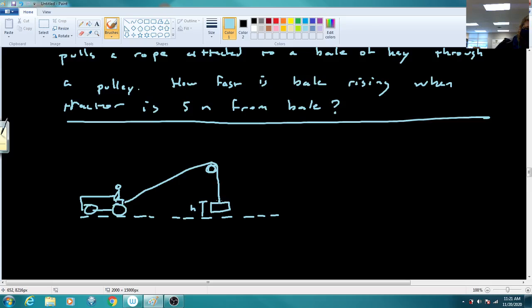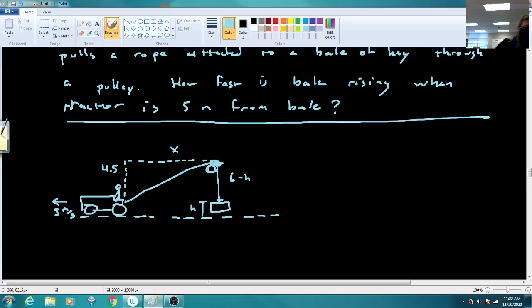So from here up to there, that's 6 minus h, the distance from the top of the hay bale to the top of the pulley. Then they tell us the tractor is a distance x over from the pulley. And this vertical distance here, they say that's 4.5. And the tractor is moving at 3 meters per second.